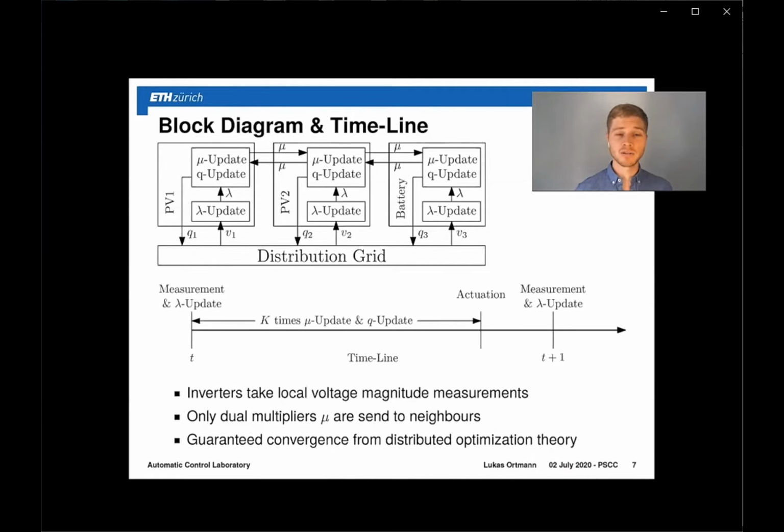Let's take a look at this in a timeline. So at time t, we take a measurement and we do one lambda update. Then we do k times a mu and a q update, always back and forth, k each. Then we are going to actuate the system with our new reactive power set point, and then we're going to wait for a few moments, and then we're going to take our next measurement. The whole thing starts over again.